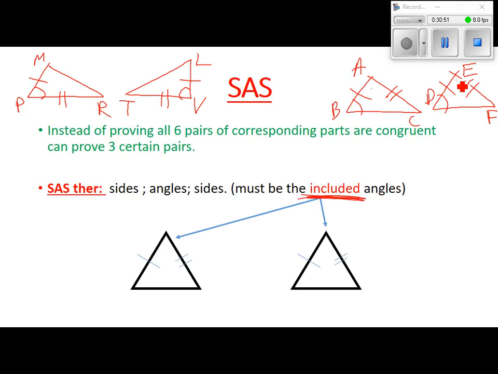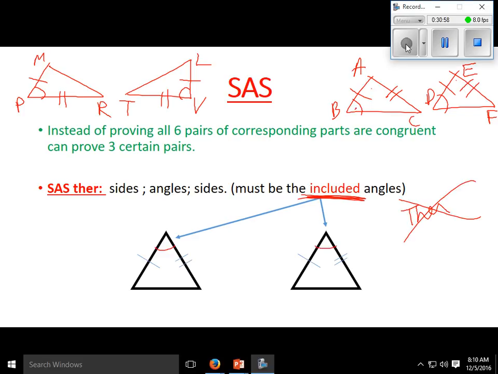Now, usually I'm sort of not a good teacher right here, 'cause you would have to be the congruent angles. See, I told you, it'll take about 5 minutes.